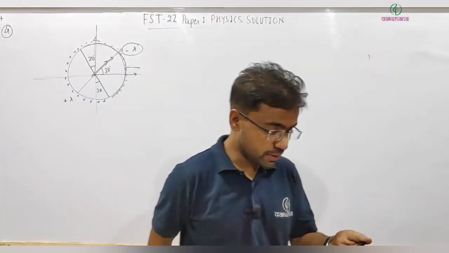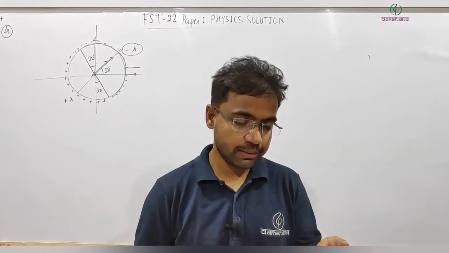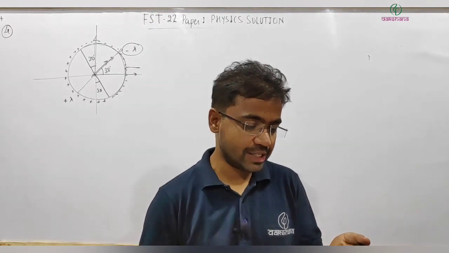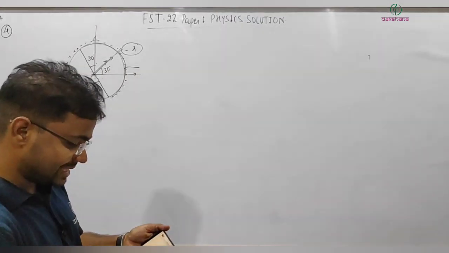Okay, so next question number 4. Consider a non-conducting ring of radius a in the XY plane. The two semicircular portions have linear charge densities +λ and −λ as shown. Then it's talking about finding the dipole moment of the ring and the electric field at the center of the ring.